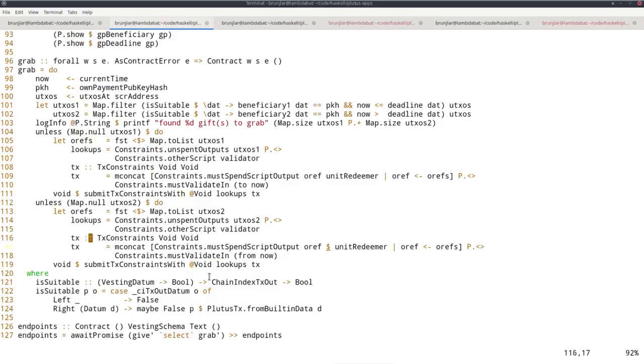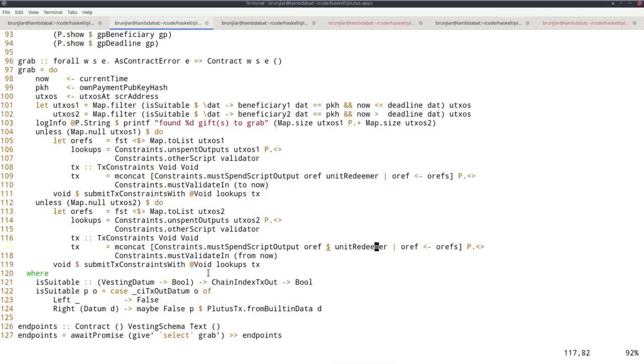now filters the UTXOs into two different UTXO sets. One checks that this wallet is beneficiary 1 and that the deadline has not yet passed, and the second checks that this wallet is beneficiary 2 and the deadline has passed, and then it generates transactions accordingly. Could be 1 or 2 transactions. So 1 transaction for the UTXOs in the first group and 1 transaction for the UTXOs in the second group.